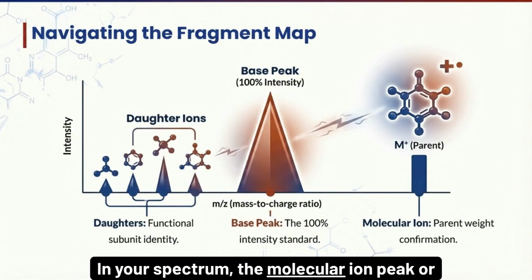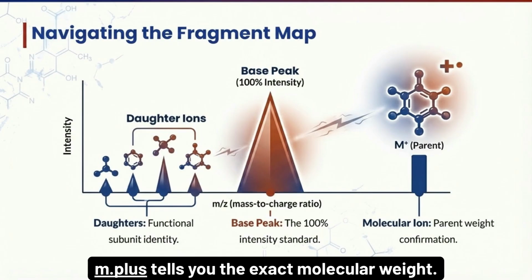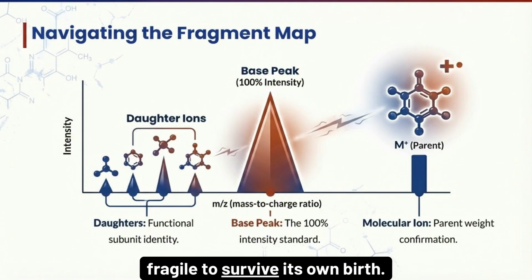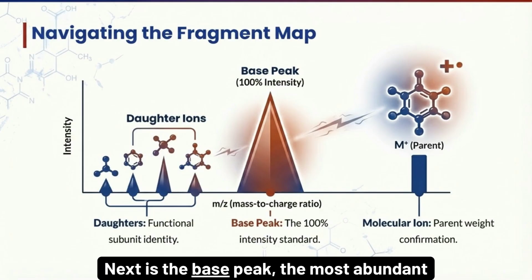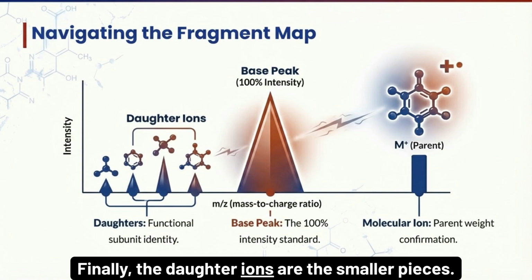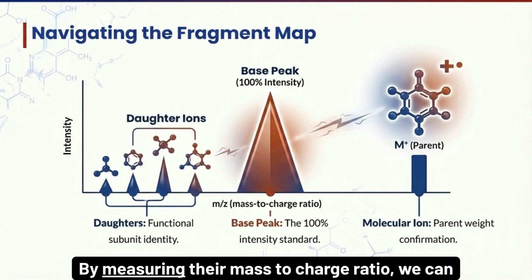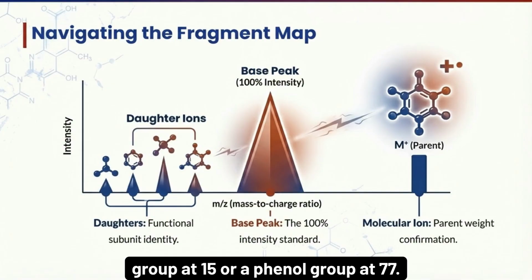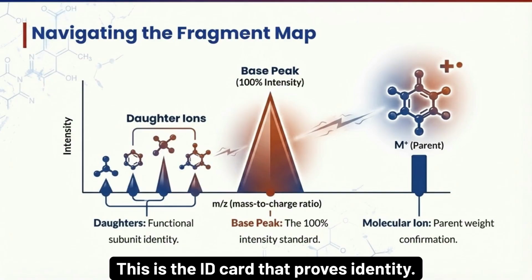In your spectrum, the molecular ion peak, or M+, tells you the exact molecular weight. If this peak is missing, your molecule was too fragile to survive its own birth. Next is the base peak, the most abundant fragment, which we set to 100% intensity. Finally, the daughter ions are the smaller pieces. By measuring their mass-to-charge ratio, we can identify specific functional groups, like a methyl group at 15 or a phenyl group at 77. This is the ID card that proves identity.